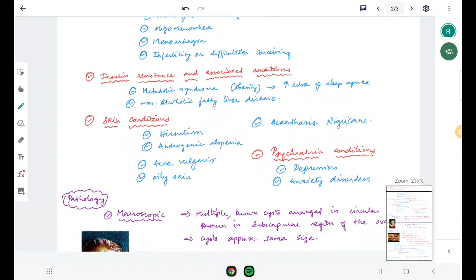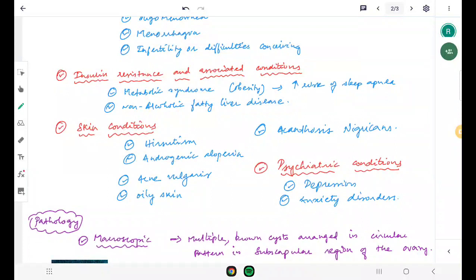Coming to the skin conditions associated with PCOS, we have hirsutism because of hyperandrogenism, and androgenic alopecia. Alopecia is the loss of hair, and you have acne and oily skin. And acanthosis nigricans is the gold standard marker for hyperinsulinemia.